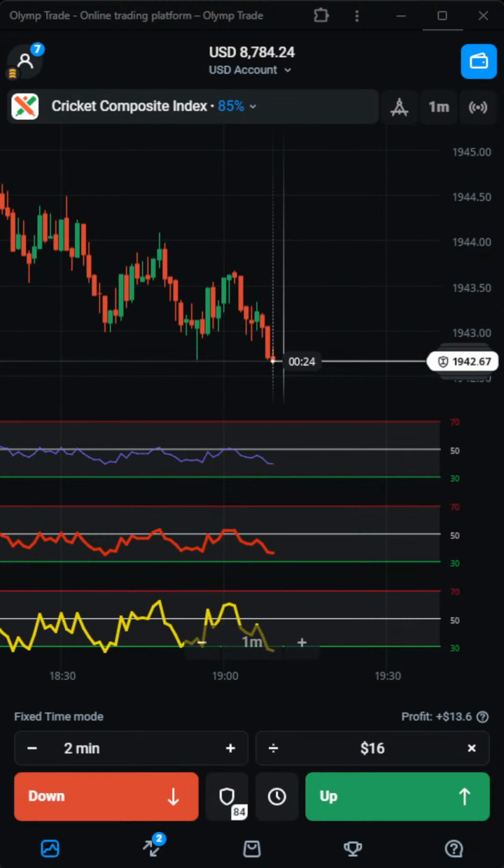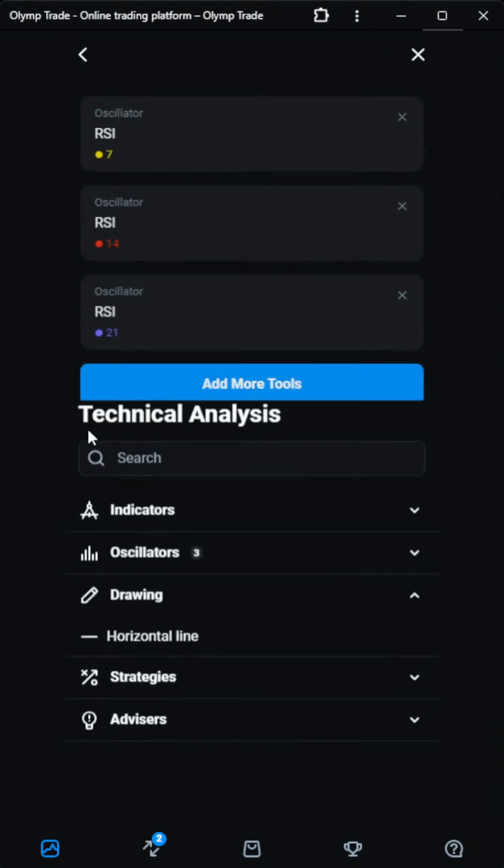You see, we can draw a trend line here, right? Can we?